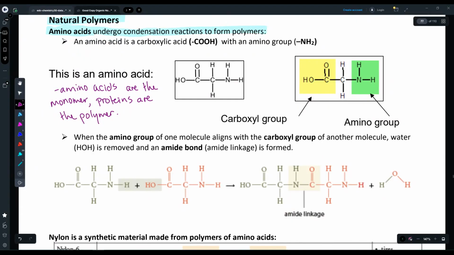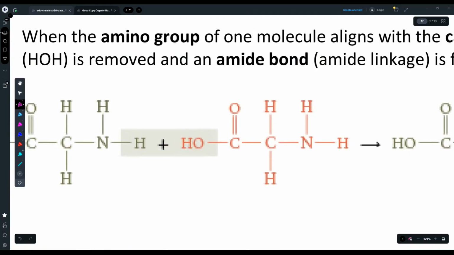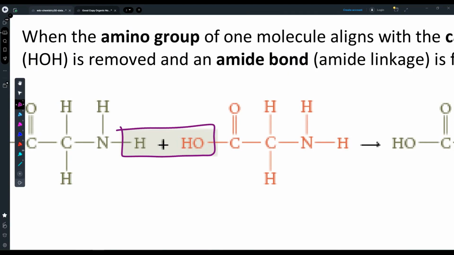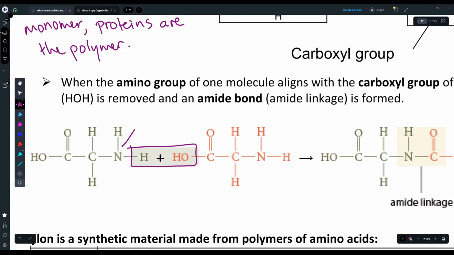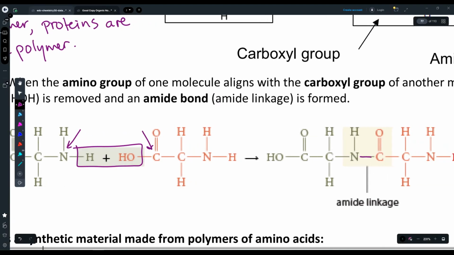Okay, so essentially what they're doing is they're chopping out water, or they're removing water to form a bond between this nitrogen and this carbon. So that's that new bond that's forming right there. Okay, and we get that amide linkage.